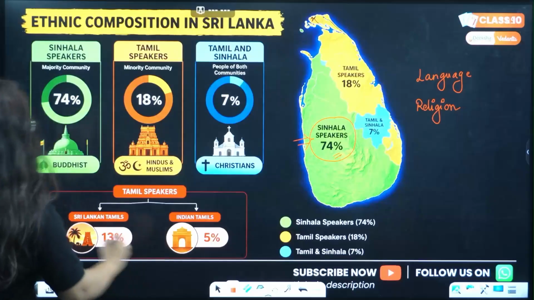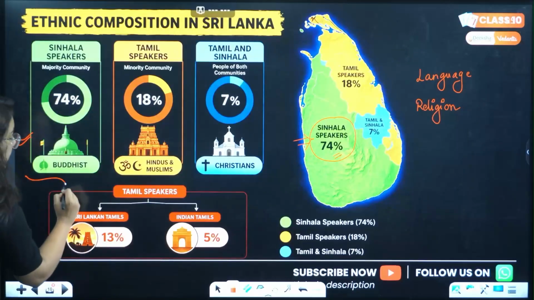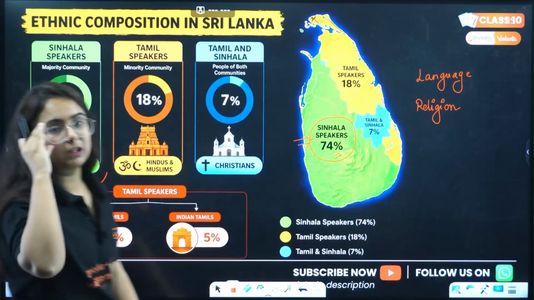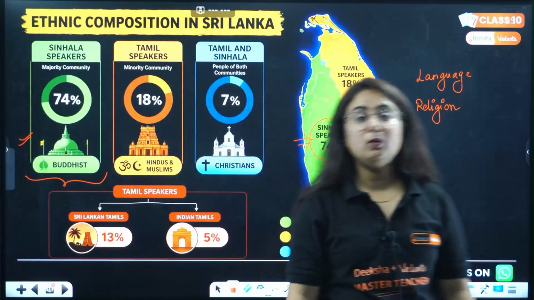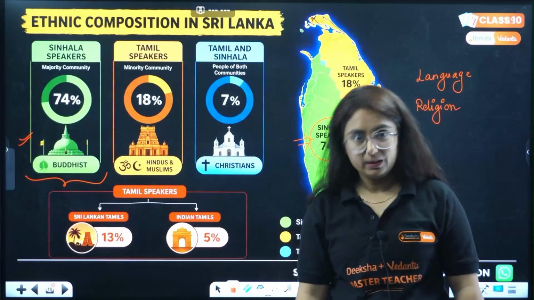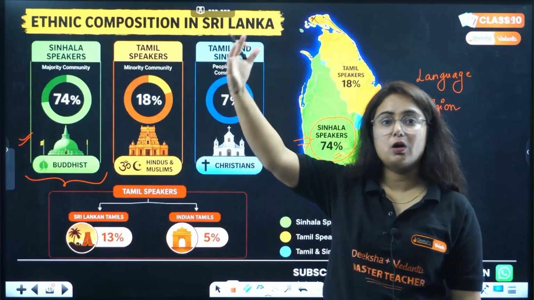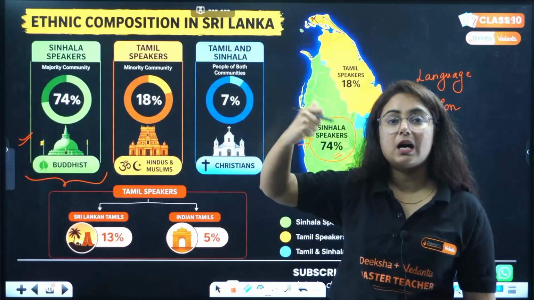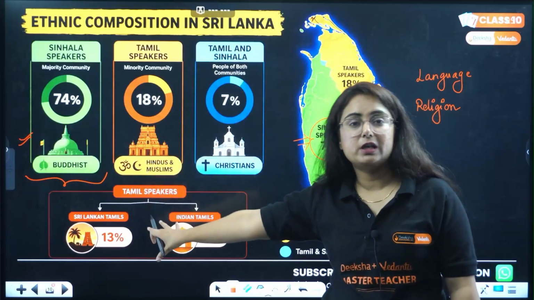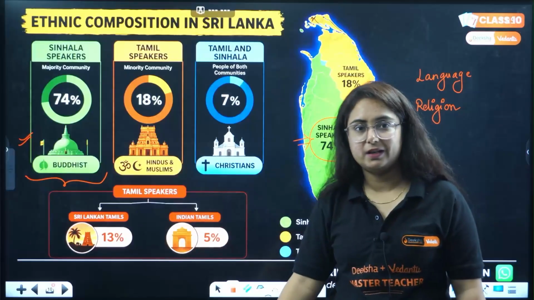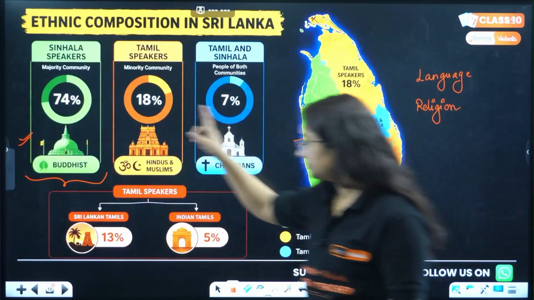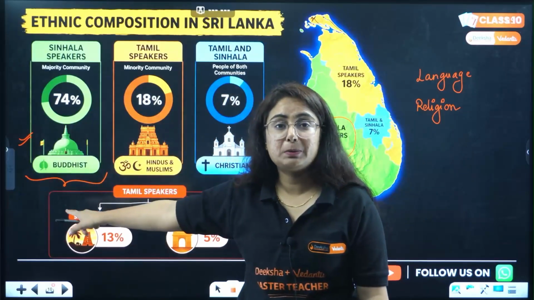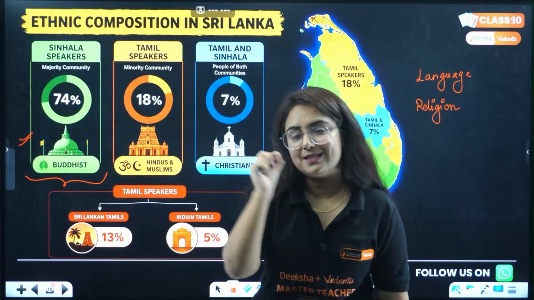And do you know which religion they follow? The majority of the people, or almost all the people, follow Buddhism. We know that it was propagated long back by Ashoka's son and daughter to Sri Lanka. Buddhism was propagated and spread. And now, this is the country where the majority of the people follow the religion Buddhism.